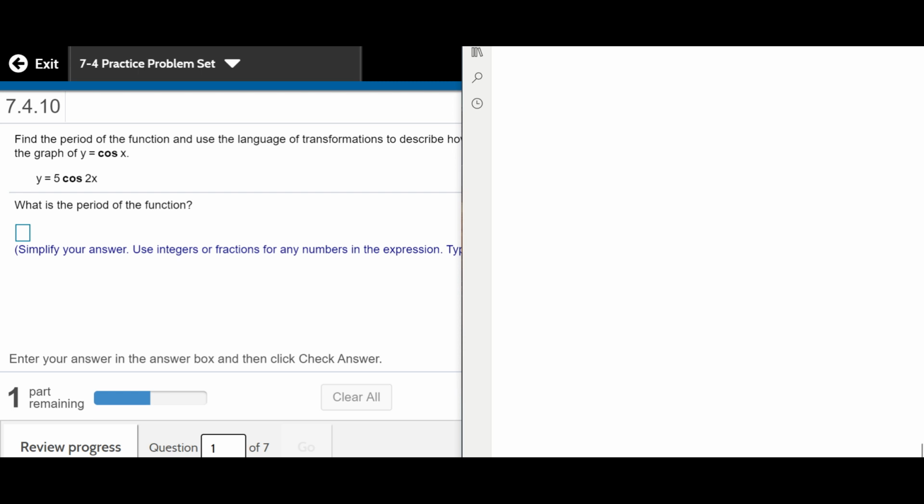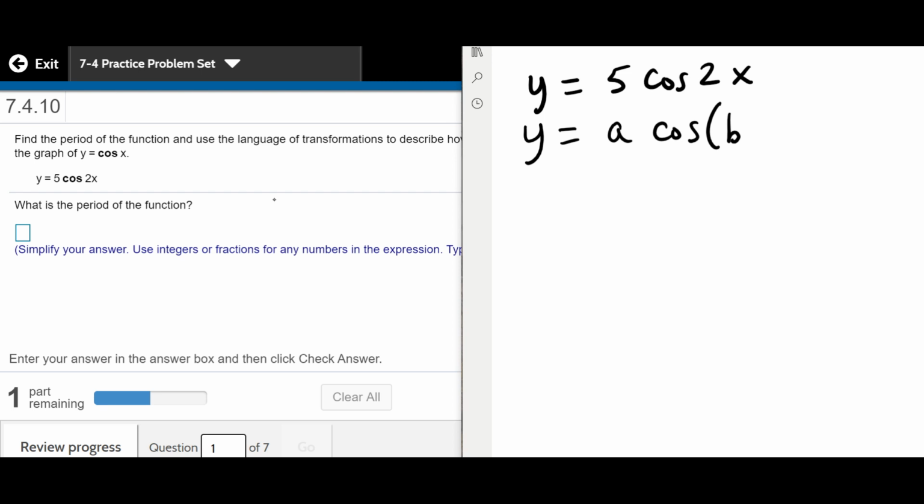For the first problem, it says find the period of the function and use the language of transformations to describe how the graph of the function is related to the graph of y equals cosine x. The function that we have here is y equals 5 cosine of 2x. Remember that the generic form of sine or cosine, and I'll use cosine here instead, is a cosine of b times (x minus c) plus d. This is the most complicated that it can get. Notice that the 5 relates to the a, the b relates to the 2, and there is no c and no d. So those are equal to 0 in this case.